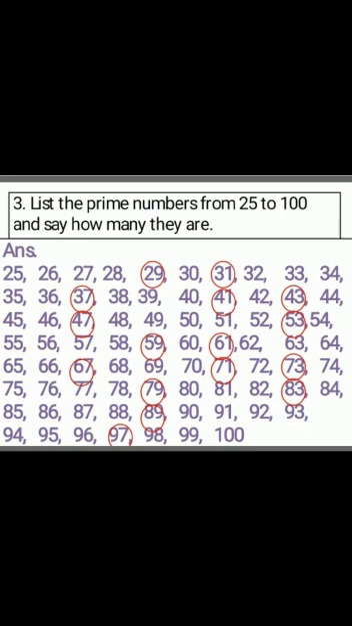Third question: List the prime numbers from 25 to 100 and say how many they are. Here, children, first you are going to write all the numbers from 25 to 100 and then you are going to circle only the prime numbers from 25 to 100. And you know what prime numbers are, right? Yes, prime numbers are numbers that are divisible only by 1 and themselves. So now you circle all the prime numbers from 25 to 100.